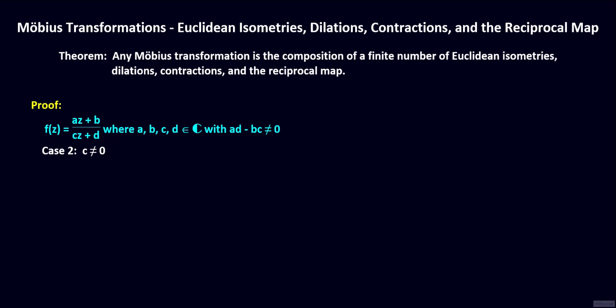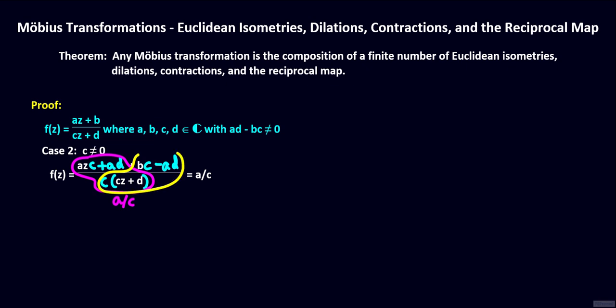For the second case, when c is not equal to 0, we carry out some sort of manual long division on f of z. We spread out the numerator. We multiply by c and divide by c. Then we add ad in the numerator and subtract ad. This part simplifies to a over c. We rewrite the rest of f of z as the quantity bc minus ad divided by c times the reciprocal of cz plus d.